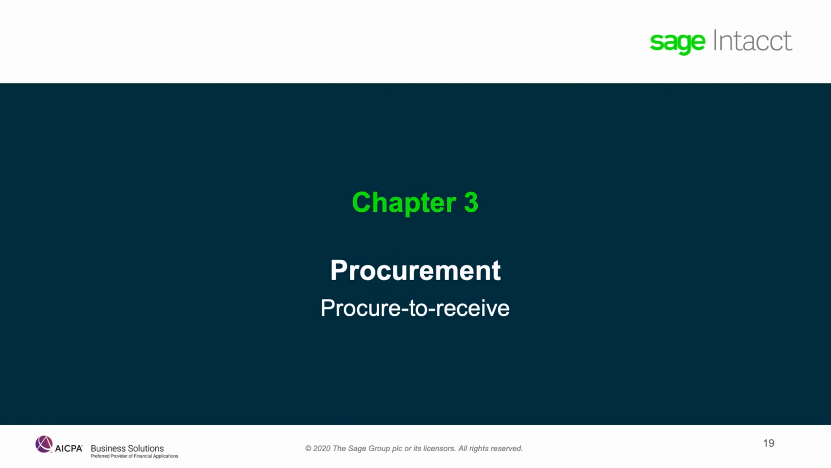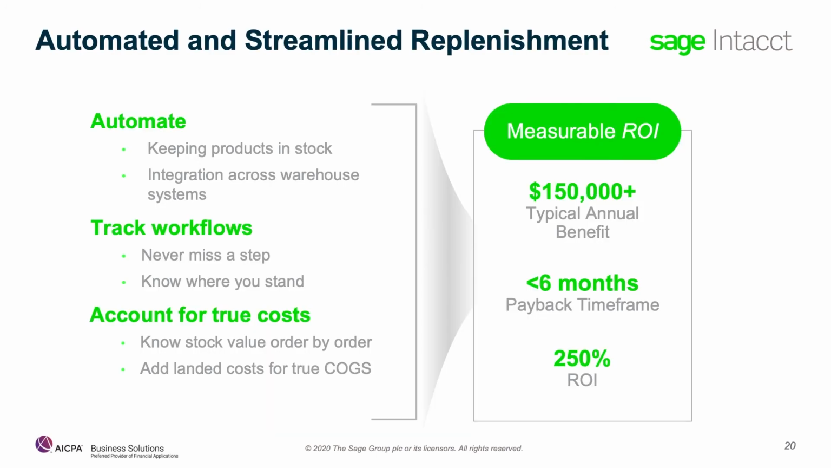This section covers procure to receive. Daily automation, workflows, and true cost accounting add up to a measurable ROI. Organizations running on Sage Intacct calculate ROI across automated processes, like automated replenishment and data flow across warehouses and accounting. Built-in procurement workflows help you never miss a step from requisition to receiving to payment. Transaction histories let you know exactly where each purchase stands.